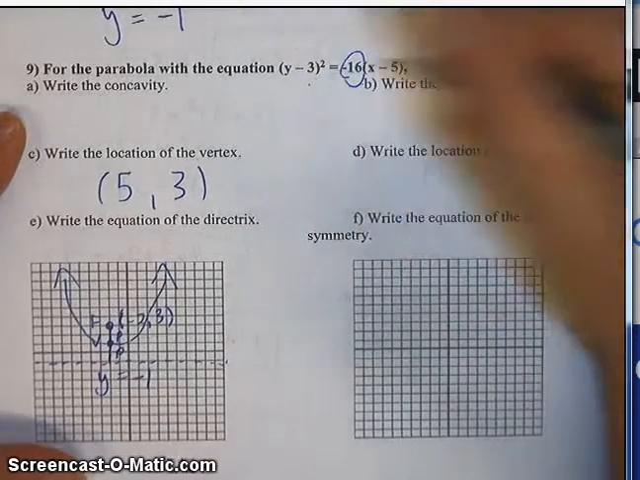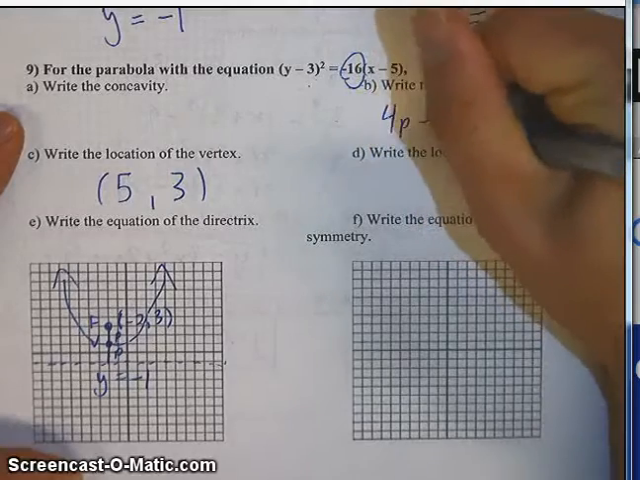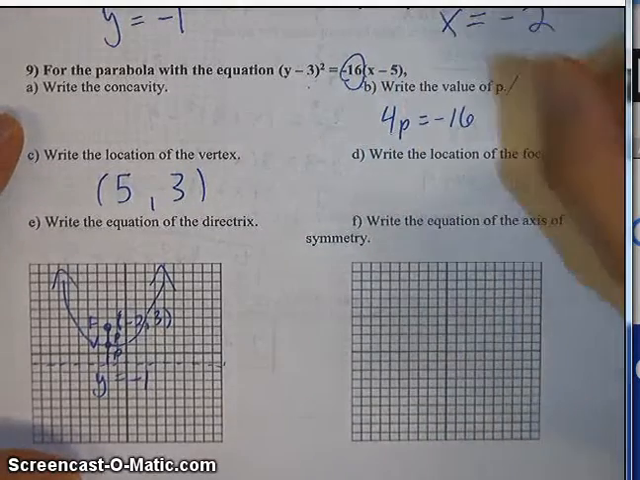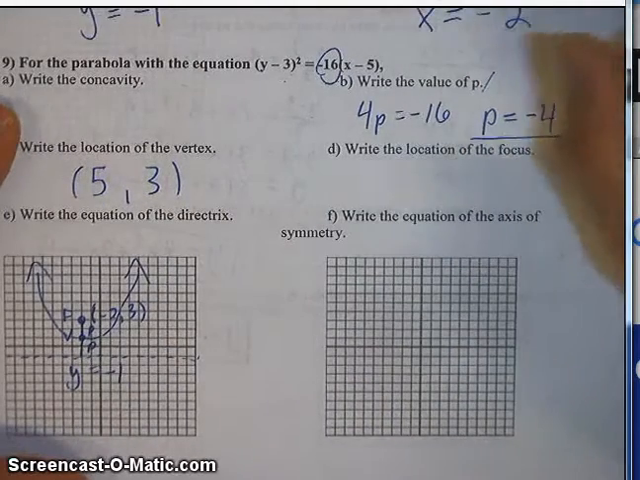I like to do the p-value next. And I'm going to take this -16 to get that p-value. I'm going to say, okay, 4p equals -16. And I'm just going to divide both sides by 4 to get p equals -4.